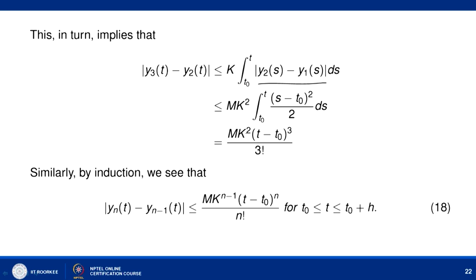And if we proceed like this, we can show by induction that |yn(t) - y(n-1)(t)| is less than or equal to M K^(n-1) (t - t0)^n / n!. Here t is lying between t0 and t0 plus h.